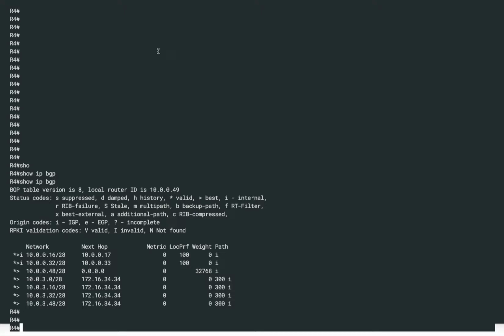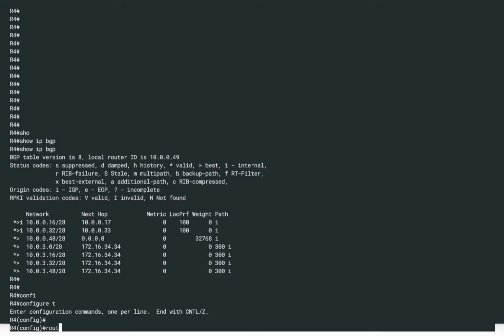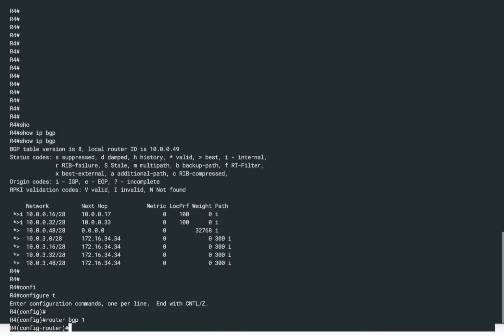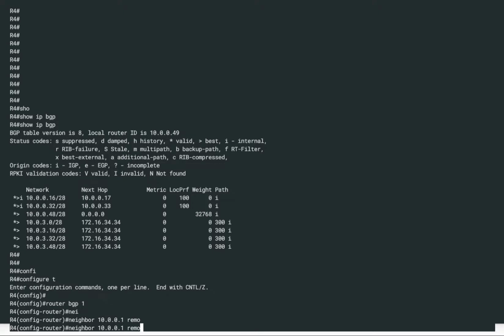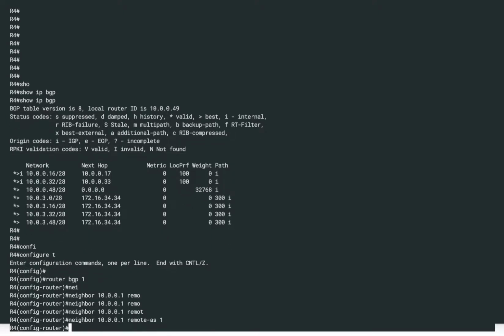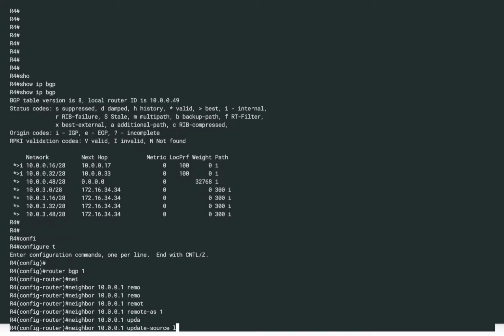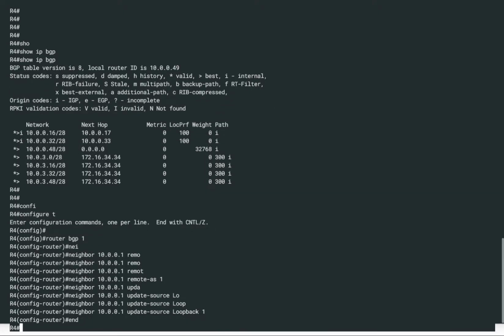So we are on router R4. Let's go ahead and configure an iBGP session towards router R1. We go into router BGP 1 and say the neighbor is 10.0.0.1. This is R1's loopback address. Remote AS is 1, and for this neighbor we are using the update source as loopback 1. And let's simply end this.